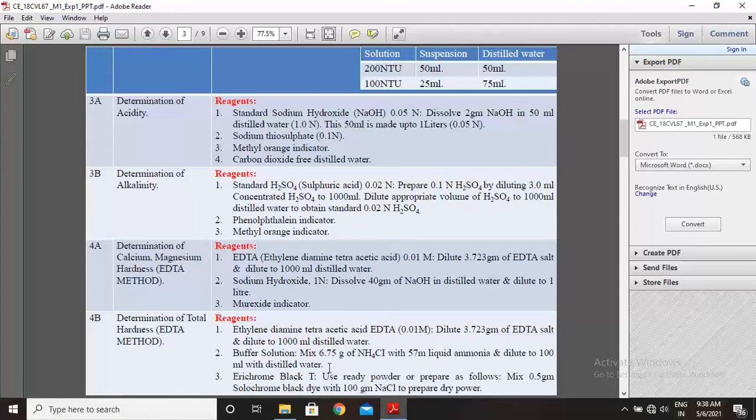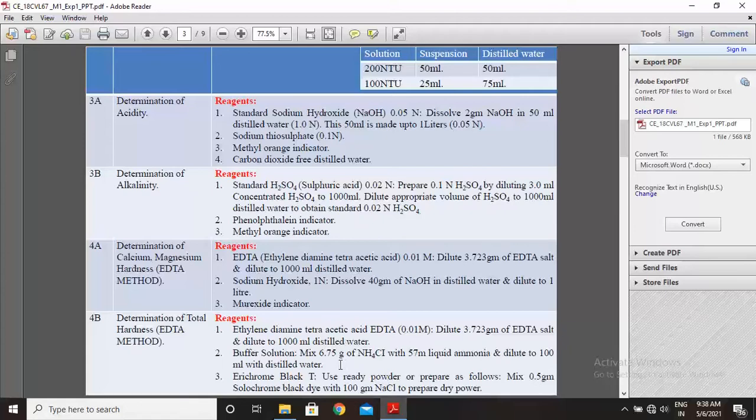Buffer solution. How to prepare this buffer solution? Mix 6.75 gram of NH4Cl, ammonium chloride, with 57 ml liquid ammonia and dilute to 100 ml with distilled water. Now this becomes buffer solution.